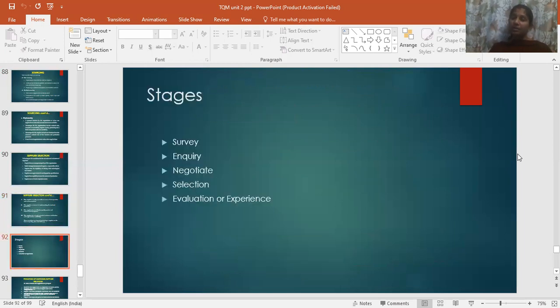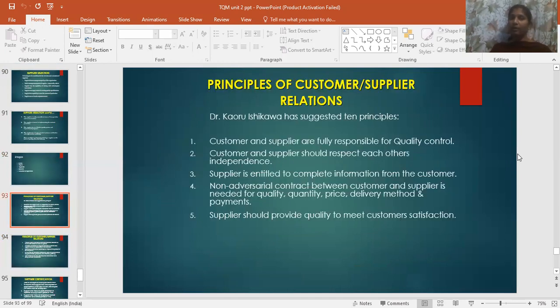While selecting a supplier, we have to follow some stages also, like survey, inquiry, negotiation, and selection. Then we have to evaluate the supplier.